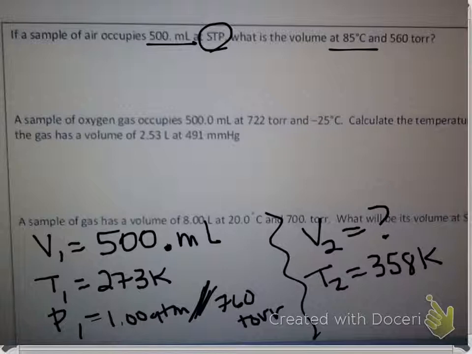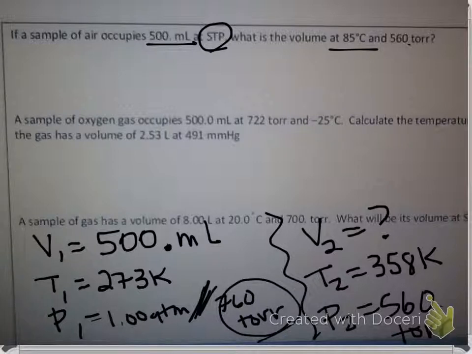Because we always want to put this in Kelvin. Celsius is bad. And then we're at 560 torr. So the second pressure is 560 torr. I'm going to put a decimal there. All right, 560 torr. So that's our second pressure. Notice that our pressure is given in torr. So when we use the standard pressure, we're going to use the torr pressure, 760.